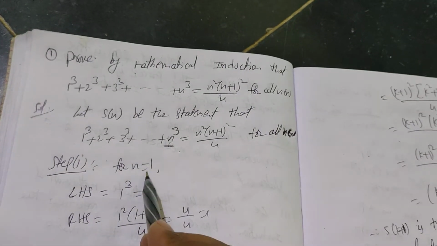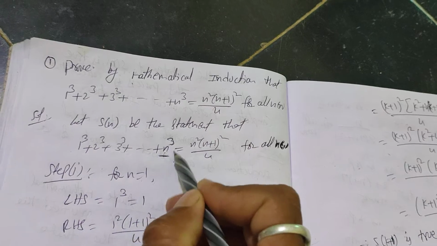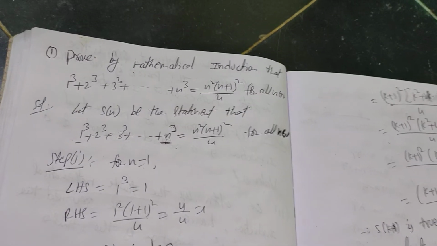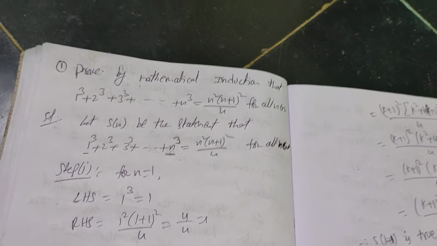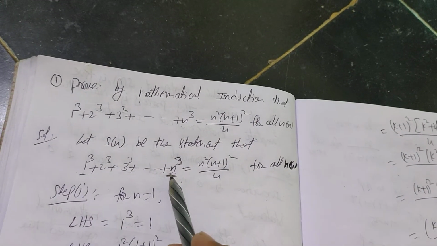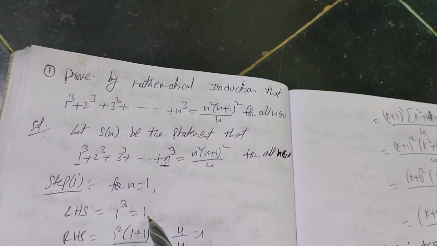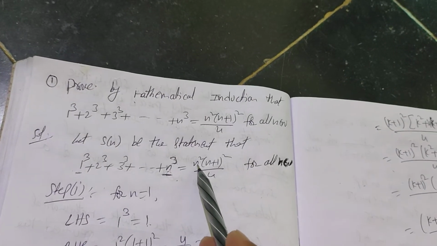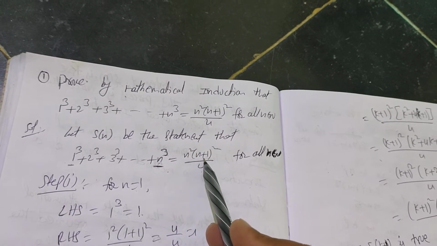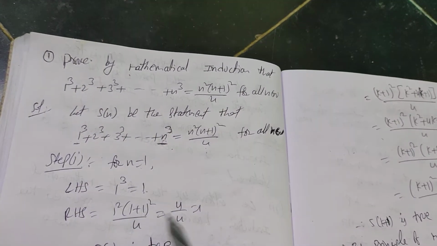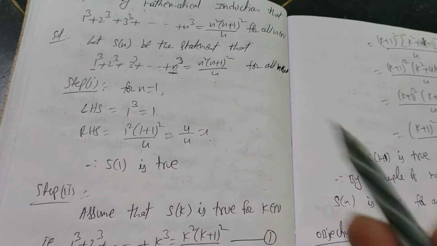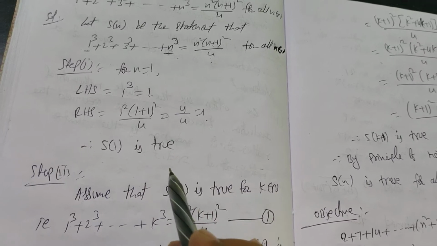Okay. Step 1, for n is equal to 1. For n is equal to 1 means in the nth term you substitute n is equal to 1, or take the first term only. In the given series, whatever the first term is, that one only we have to take. So directly you take the first term, that is 1 cube, that is equal to 1. Or if you substitute in the nth term, that is also 1 cube, you get 1 only. That is LHS. What is RHS? 1 square into 1 plus 1 whole square by 4. So 1 square, and 1 plus 1 whole square means 2 square. So 1 into 4, 4 by 4 gives 1. So LHS equal to RHS, therefore S of n is true for n is equal to 1. Or simply we can write S of 1 is true.